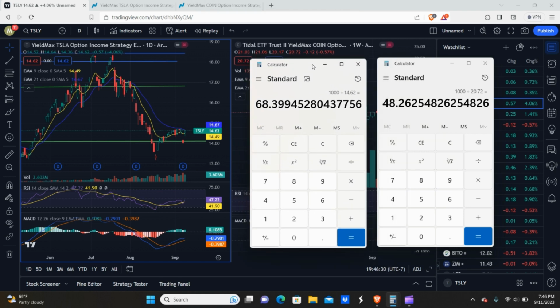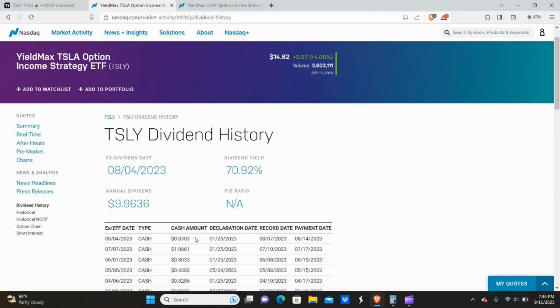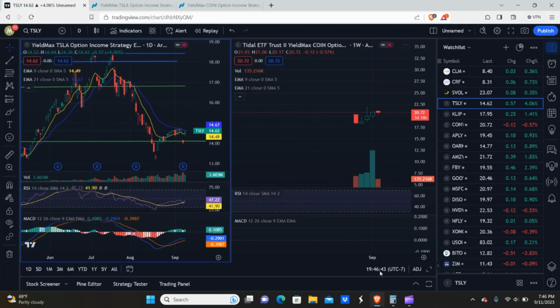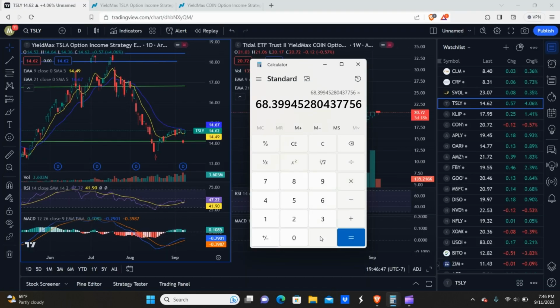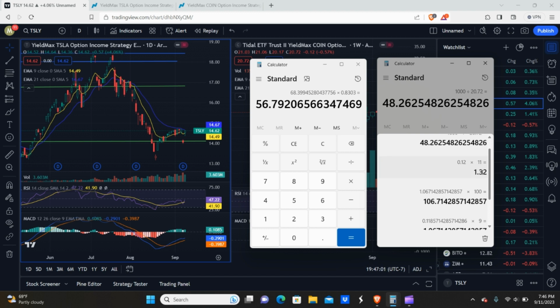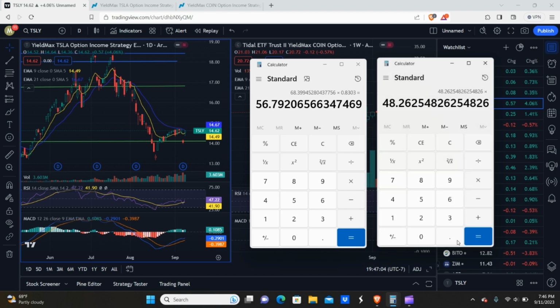Now let's do a comparison here with the 70% previous yield on TSLY, this one right here, since this is pretty much about the average. You guys can see the payments are usually somewhere between 80 to 90 cents. So we'll do times 0.8303. So $1.32 would be 110%. So we'll do 48.26 times 1.32. Let's try this one more time.